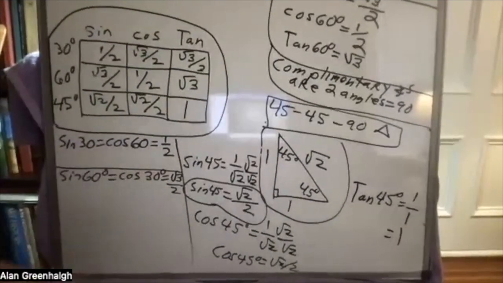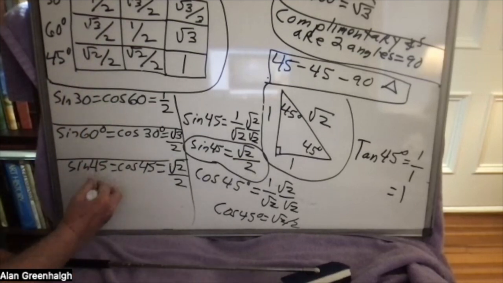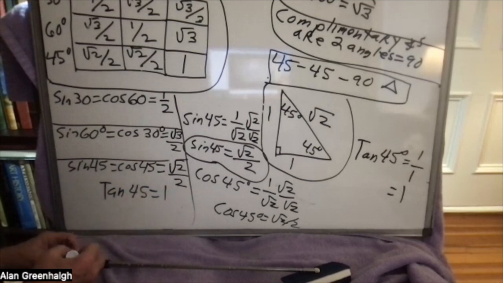So these are some ways you could figure it out. The sine of 45 equals the cosine of 45 equals the square root of 2 over 2. The tangent of 45 is the easiest because that equals 1. These are some hints as to how to make memorizing the chart easy.